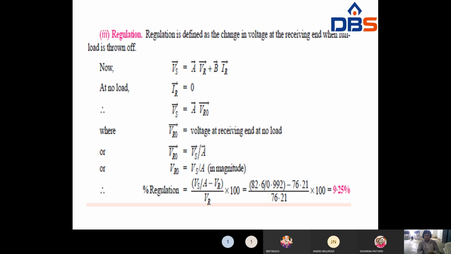Therefore regulation is equal to Vs by A, the no load voltage, minus Vr, by Vr. We know the A value, the sending end voltage and the receiving end voltage. Substituting all the values: Vs 82.6, A 0.992, Vr 76.21, by 76.21 into 100, we get the percentage regulation, that is 9.25%. In this way we have to determine the ABCD constants for T network and pi network also, right?